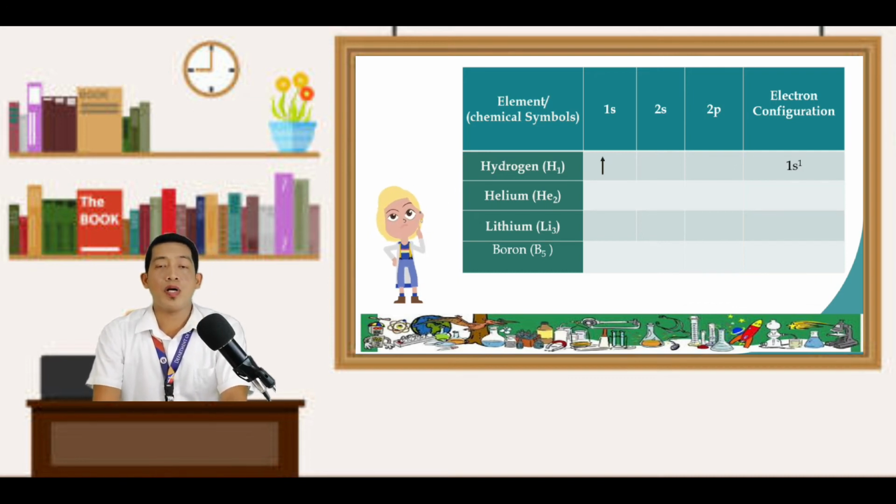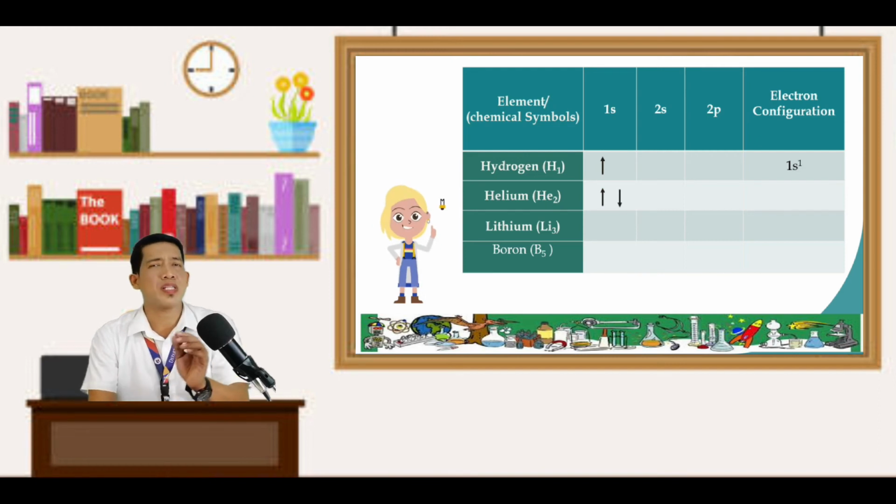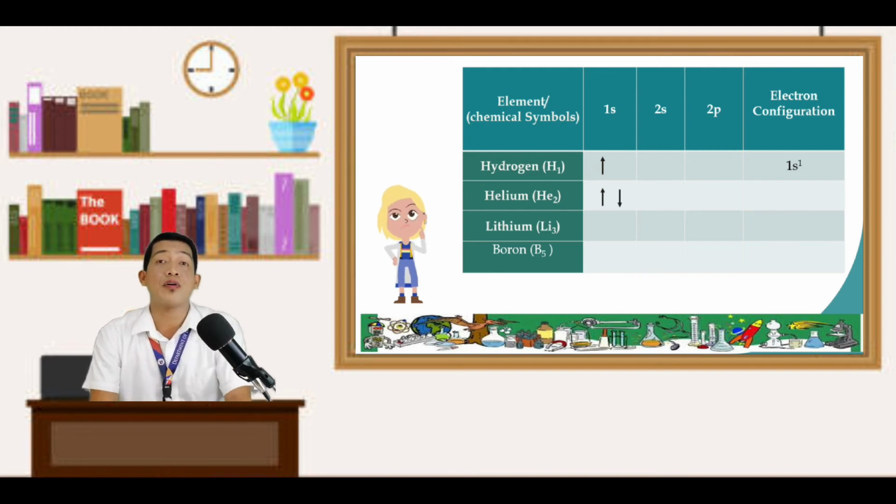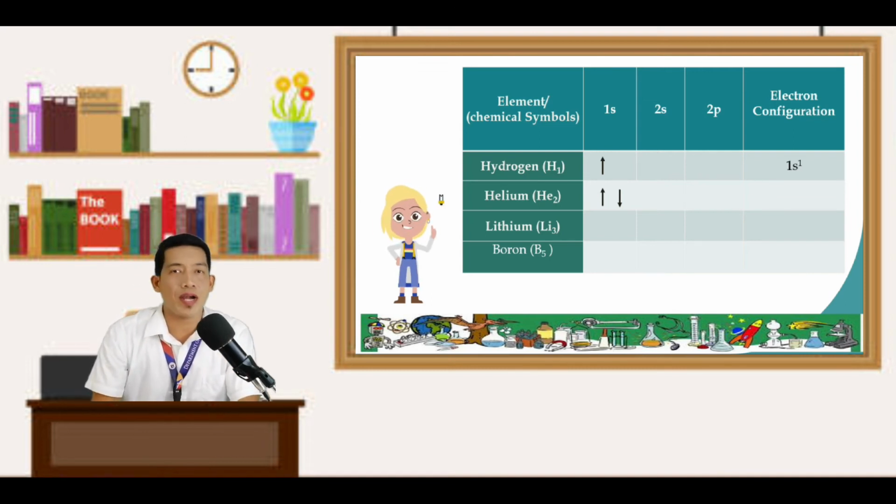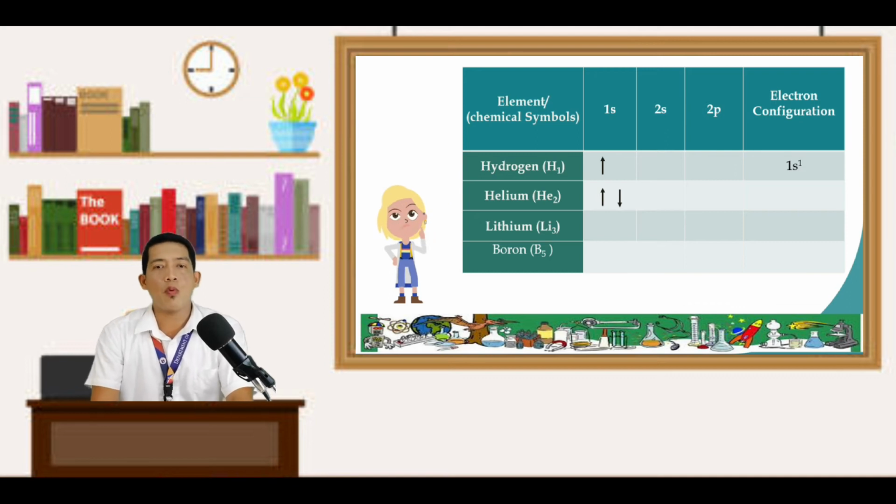Helium, 1 up, 1 down. If you have a question about what the up and down arrows mean, it means the electrons are spinning in opposite directions. 1 up, 1 down for helium. That's why the electron configuration is 1s2.